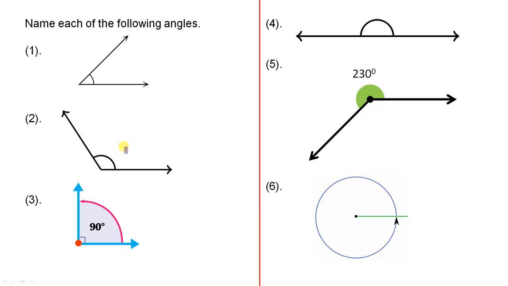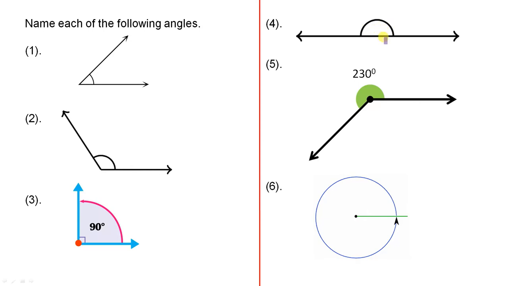Number two, you can also see this angle. Now clearly, just by looking at it, it's larger than that angle, so this has a particular name. The third one, it's very clear what this angle is, but what is the name of it? Over here, it's clear to see that that's a straight line, and there's the angle here.